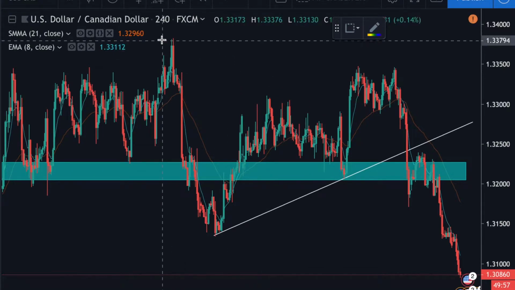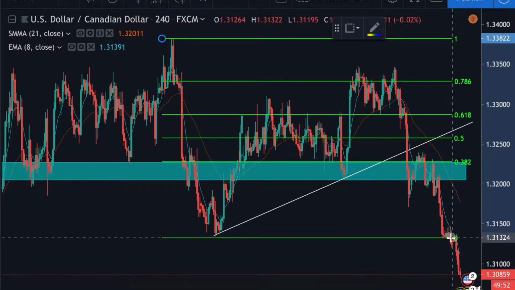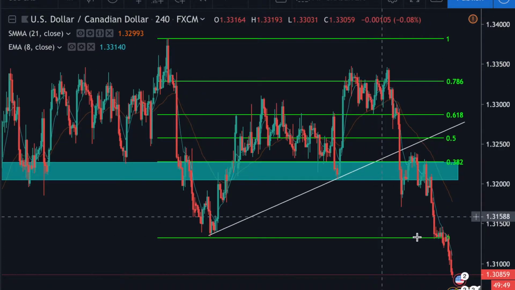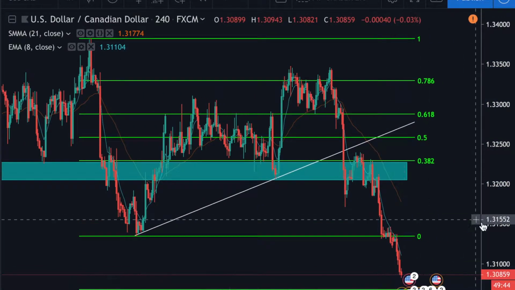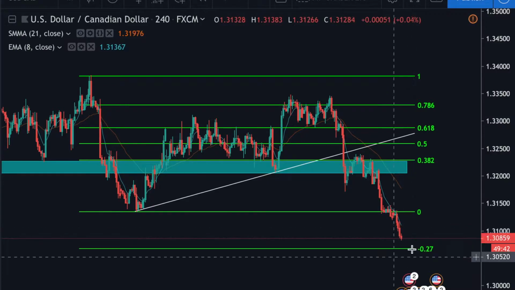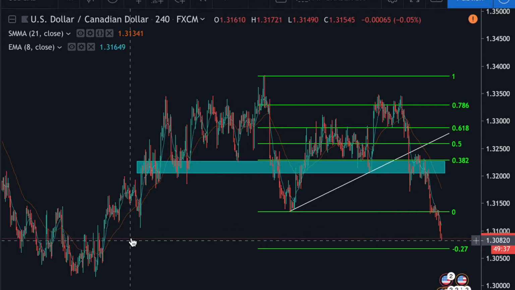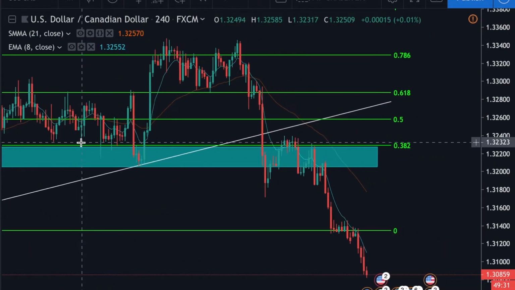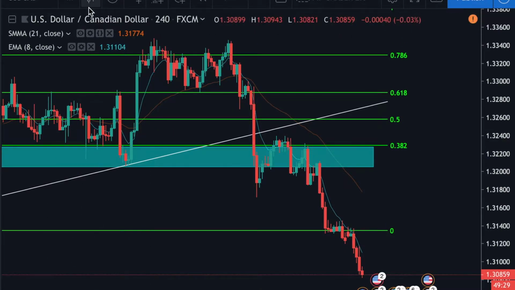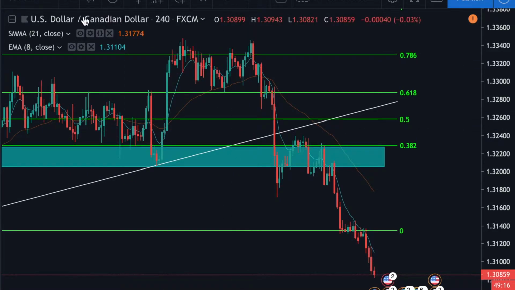So let's draw some Fibonacci's. All right. My take profit is in this area. Take profit is in this area. The price is 10 pips also for the take profit. When the trade runs into this take profit, it's a beautiful 8% trade.